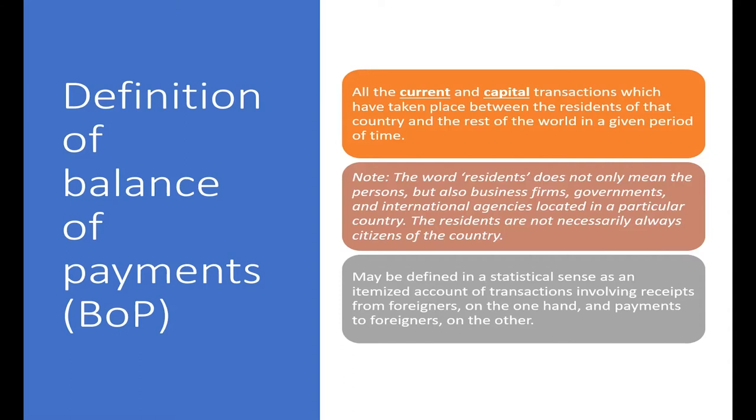And the balance of payment can also be understood from a statistical perspective as itemizing the different types of transactions that occur, which would involve or result in receipts from foreigners, meaning transactions where resources are flowing to the residents from foreigners, okay, on the one hand, and payments to foreigners on the other hand.